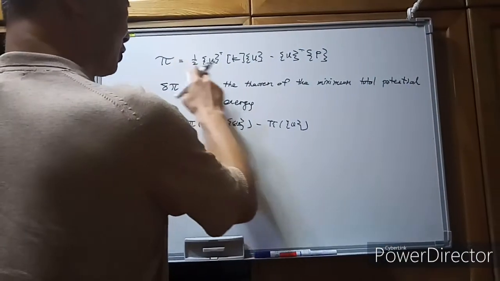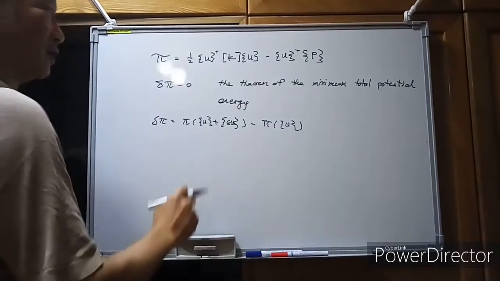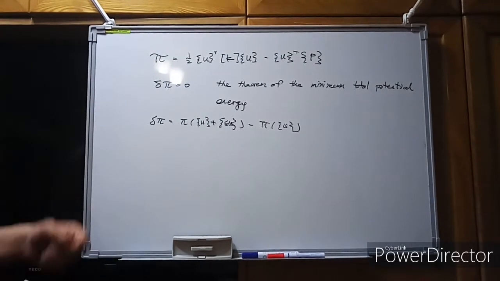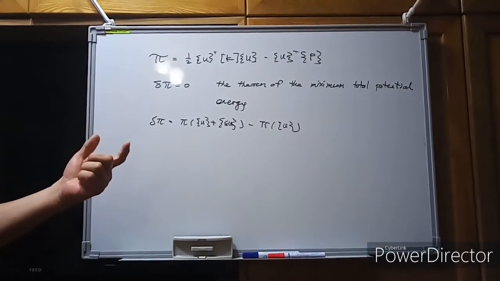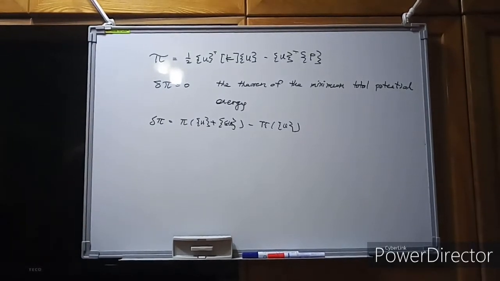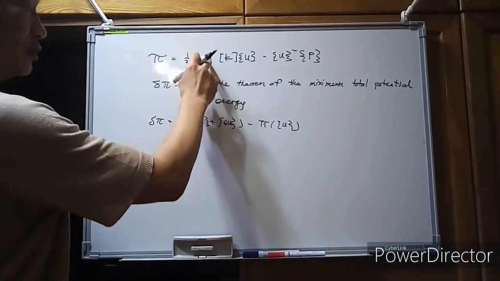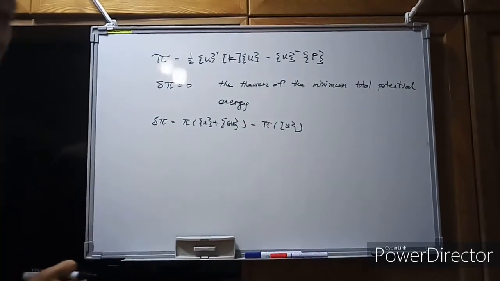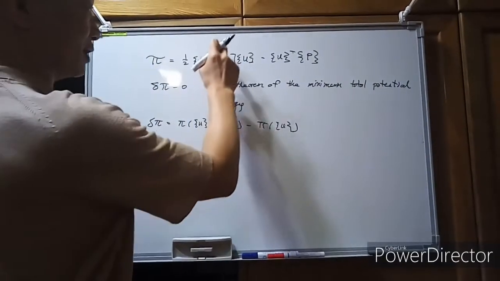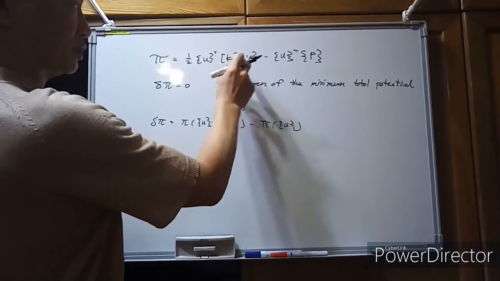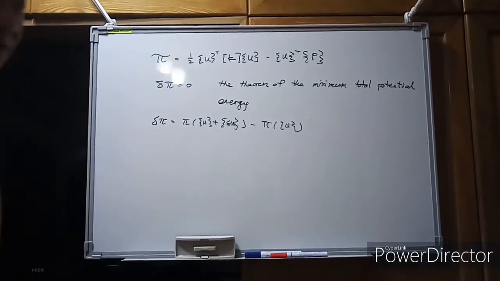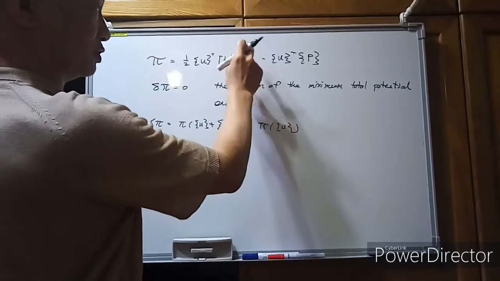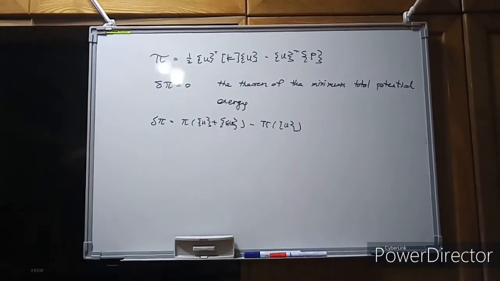So if we take a variation of this, the first term, there are three matrices multiplied together. You can use a similar theorem like the chain rule. First you take the variation of the first vector, multiplied by the second and the third matrix unchanged. Then you plus the variation of the k matrix, but keep the first and the third vector unchanged. And plus the first two unchanged, take the variation of the third.